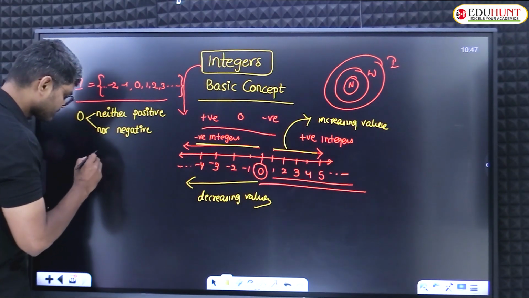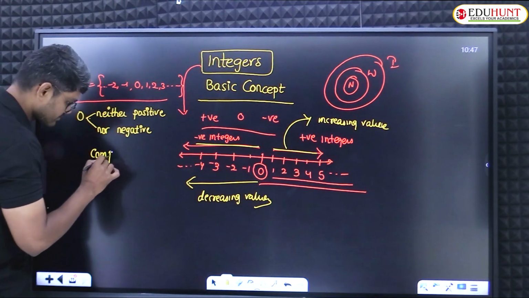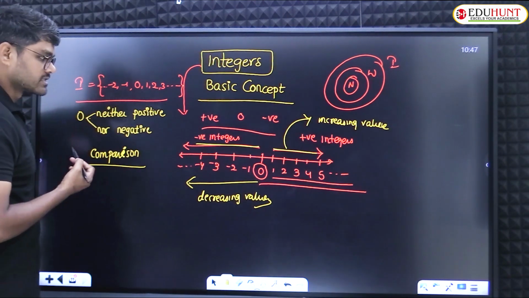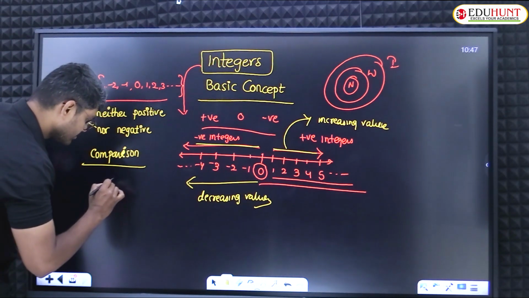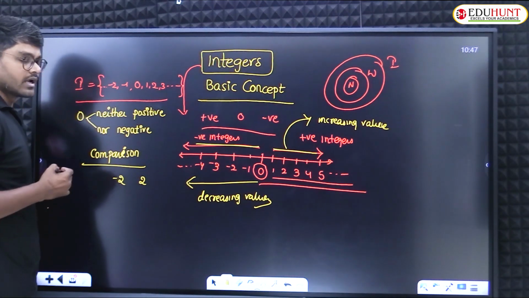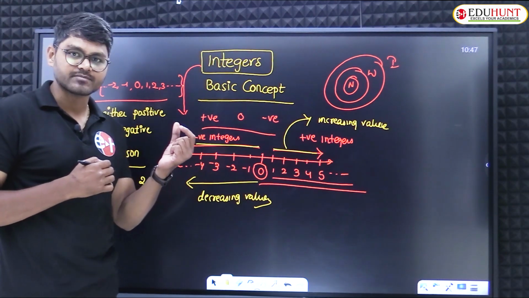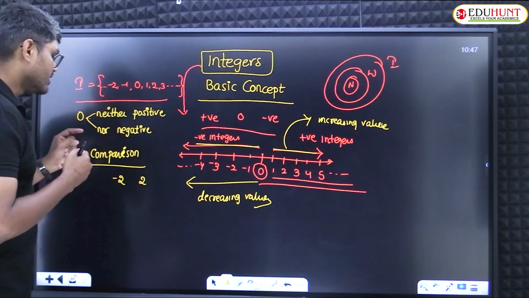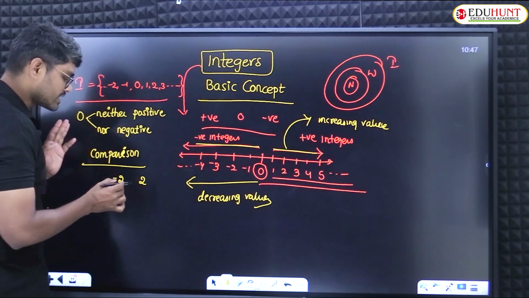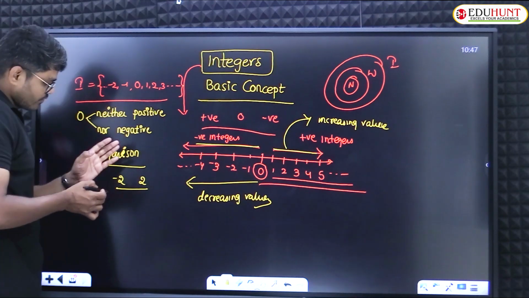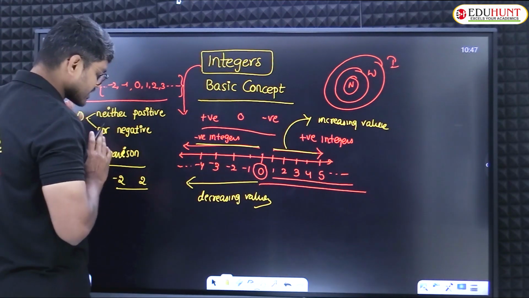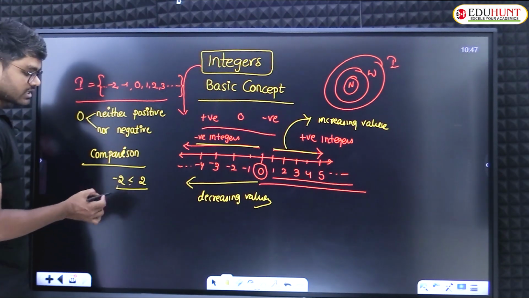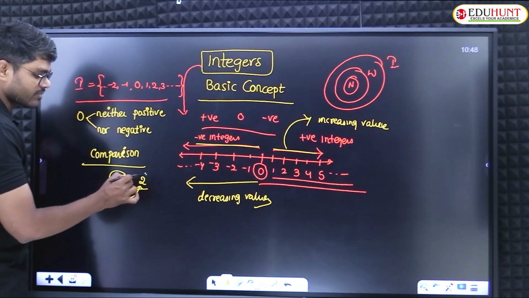For example, comparison. Let's see the comparison. -2, 2. Comparison means we have already discussed it. We take two symbols, less than and greater than, and one more symbol, equal to. We check whether these are equal or one is less and one is greater. I put the less than symbol here. -2 is less than 2. That means -2 is a smaller number than +2.